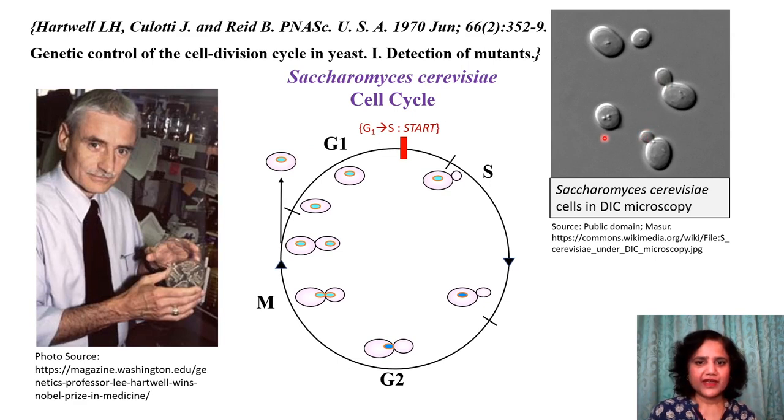The way it divides, it gives off a small bud which grows in size, and this bud appears during G1, and then it keeps on growing in size, and finally it separates from the mother cell. The original cell is termed the mother cell, and the new cell, which during the process of division is still a little smaller than the mother cell, is referred to as the daughter cell.